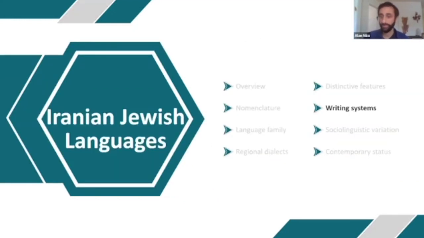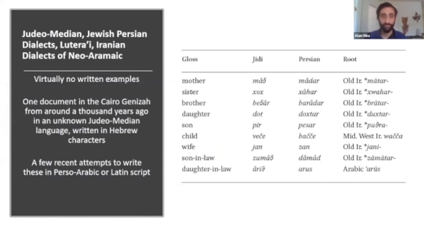Now, writing systems. How are these languages written? How are they preserved? Who's been writing these languages down for the last 2,000 years? So the answer generally is that for Judeo-Median languages, for the Jewish Persian dialects, for Lutarai, and also for the Iranian dialects of Neo-Aramaic, the answer is nobody. Nobody has ever really written these languages. These are basically spoken languages. So we don't have really any written versions of these.